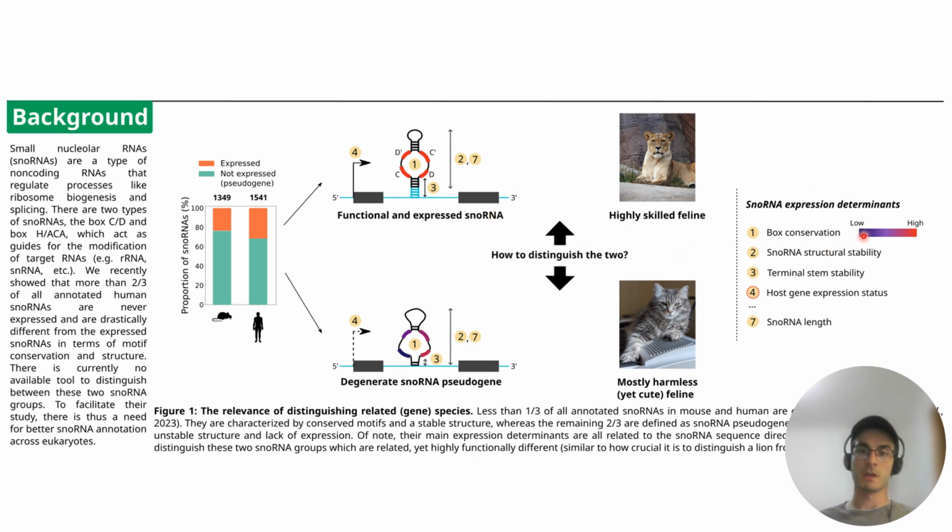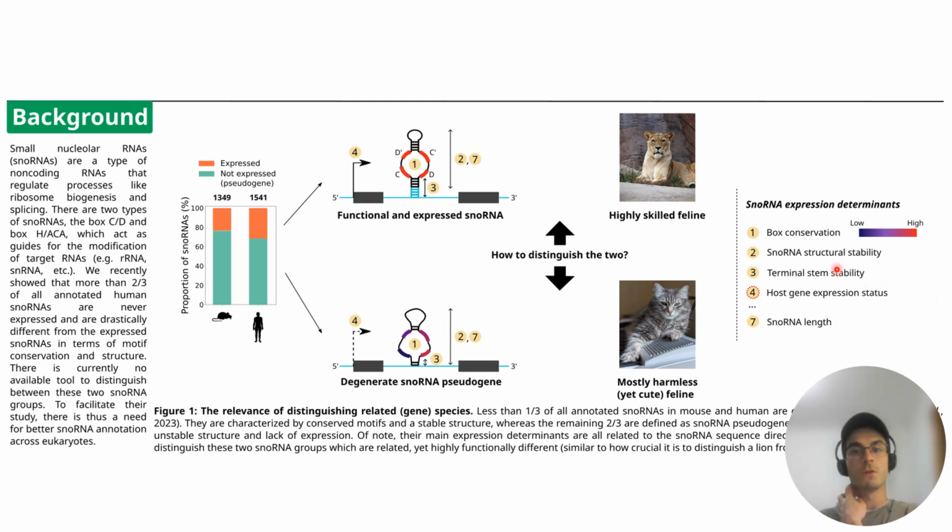What we found was that the main feature regulating whether a snoRNA was expressed or not was the box conservation. So whether the boxes or motifs here in red were conserved or close to their consensus sequence, which was really the case for the expressed snoRNAs here on top, and was really less the case for the non-expressed snoRNA genes, which accumulated a lot of mutations within their boxes. So we decided to call these non-expressed snoRNAs snoRNA pseudogenes because of these differences between these two types of snoRNAs.